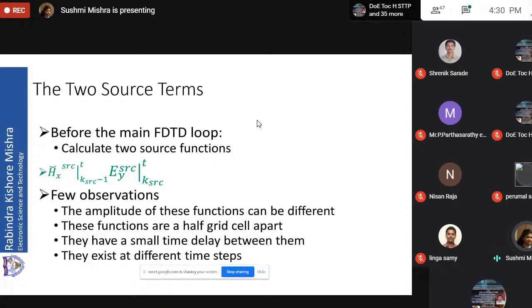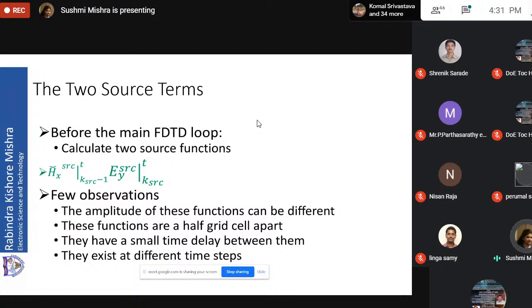What is to be observed here is that the amplitudes of these functions can be different. H and E, their amplitudes are different. The functions are half a grid cell apart, therefore this is important. They have a small time delay between them and they exist at different time steps. In the grid they are half a grid cell apart. In time step they are half a time step apart. So you have to calculate both these. This is an observation.